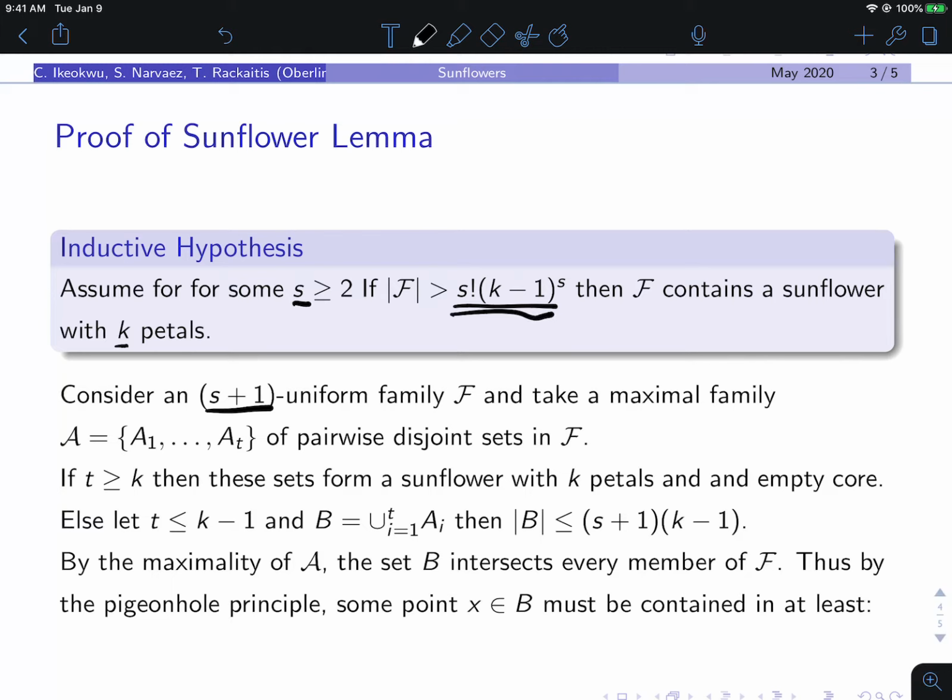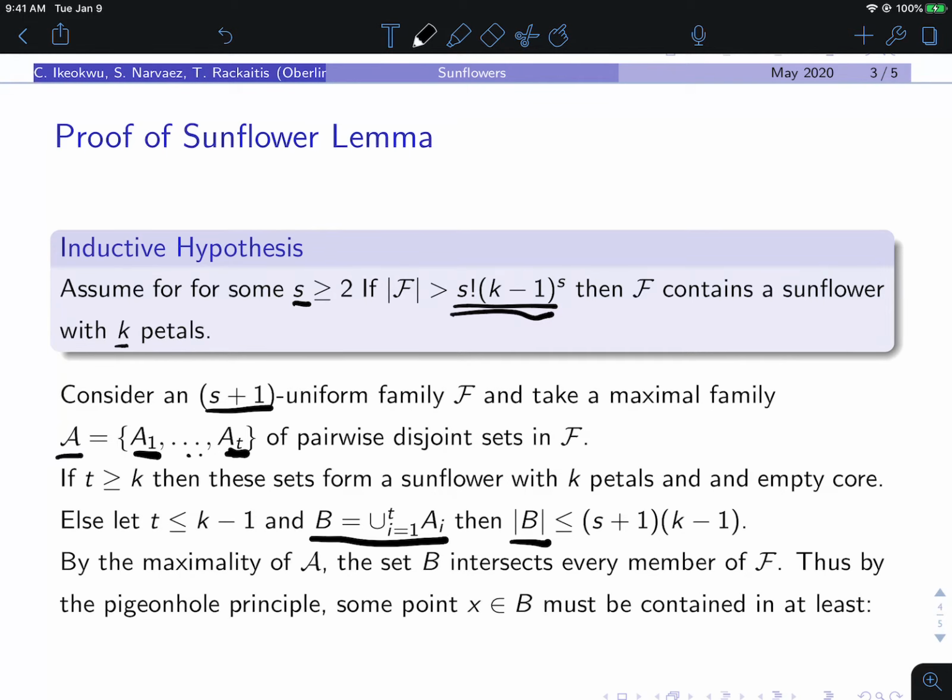Let's take a maximal family A, A1 through AT, so it has T sets in it, of pairwise disjoint sets in F. If T is greater than K, that means there are more than K elements within A, then we can just take K of these sets and form a sunflower with K petals and an empty core. But let's assume T is less than K minus 1. Then let B be the union of all these sets.